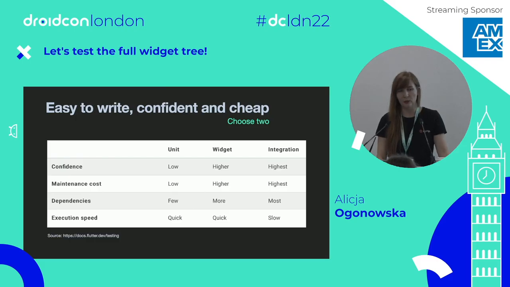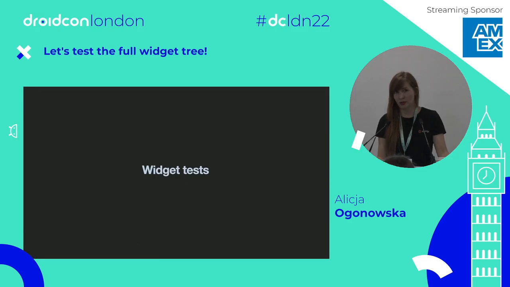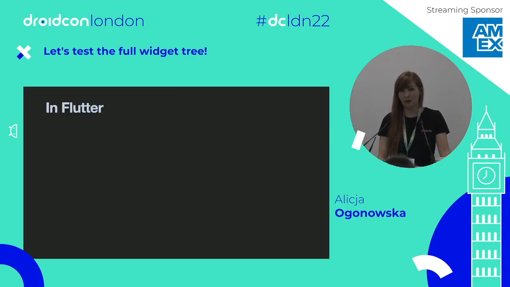So you can easily write unit tests, but they just test a small portion of your application. You can write integration tests that test whole flows, but then you have to invest more time and money to maintain them. And this is where widget tests come in handy, because this is something that is really Flutter specific. And it allows you to test your widgets.